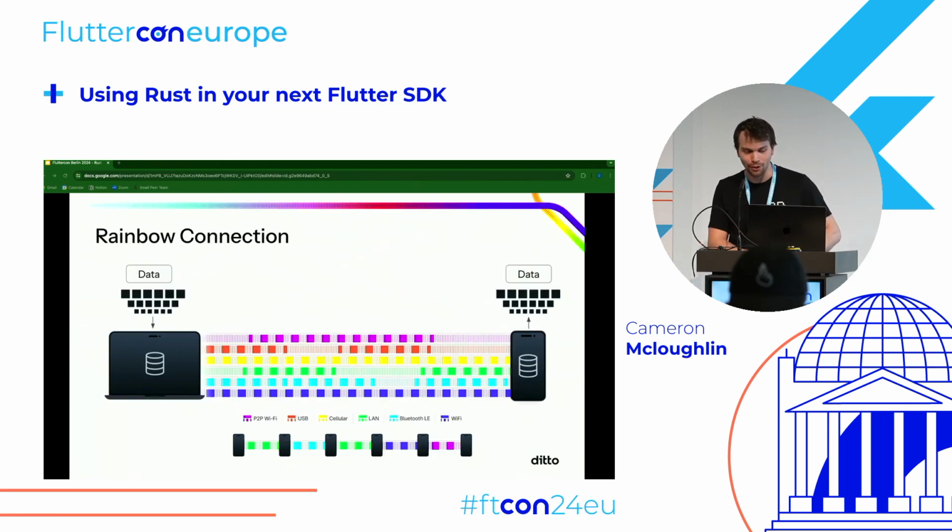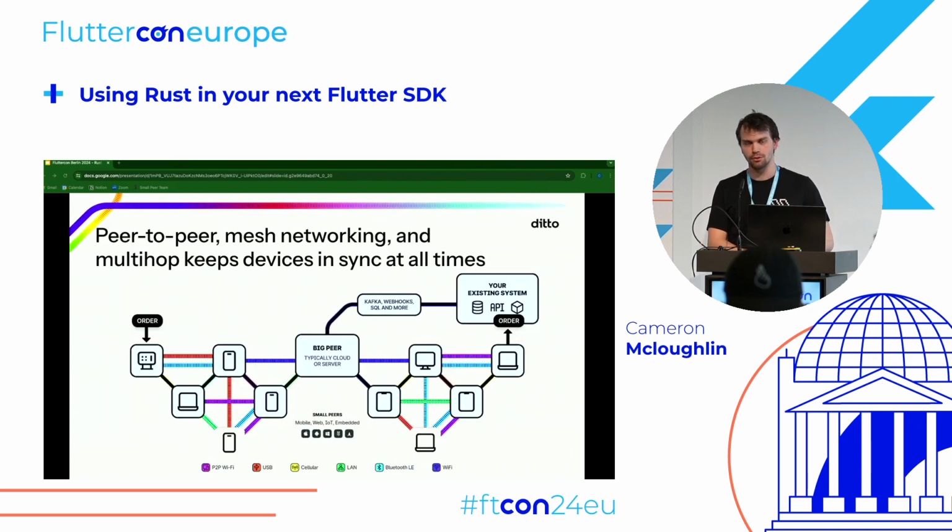So we have our Rainbow connection, which is all of our different transports: peer-to-peer Wi-Fi, USB, cellular, LAN, Bluetooth Low Energy, and more traditional Wi-Fi where you're connecting to an access point. There should also be cloud on this slide. And we have multi-hop as well. So you can be on a device and it connects via Bluetooth to another device, which connects through peer-to-peer Wi-Fi to a point of sale system, which goes to a server, which goes to the internet and goes to your backend API through Kafka. It's quite a flexible system.